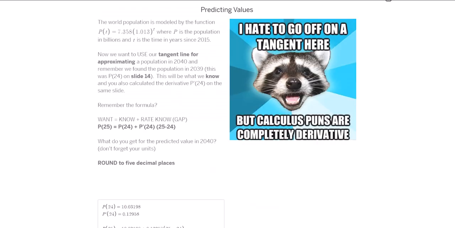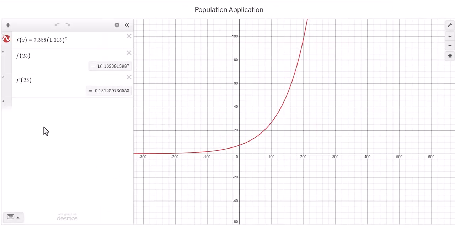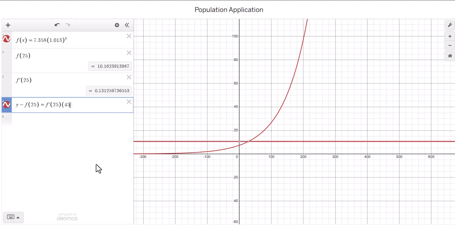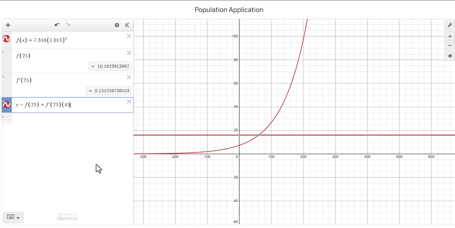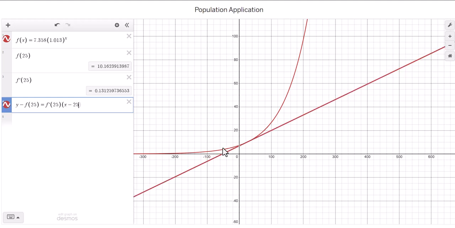What I would do here is go back and do the same thing we did on the other one. Now that I'm trying to predict P of 45, I'm doing this with y minus my F of 25, equals my F prime of 25, times x minus 25. So that would be this value. If I want to look at the actual point, 45 comma, I keep typing in the wrong number, then I can plug in my actual point and I can see that it is going through that point.